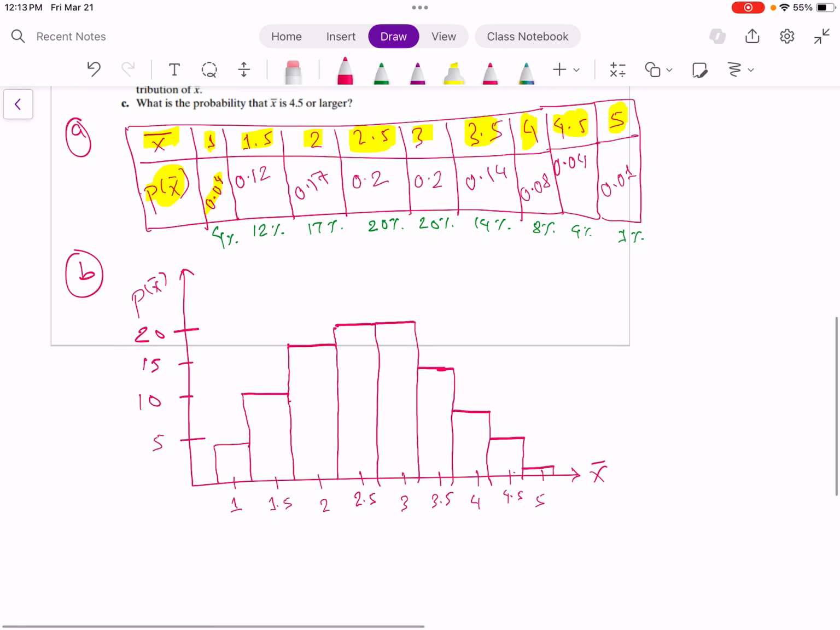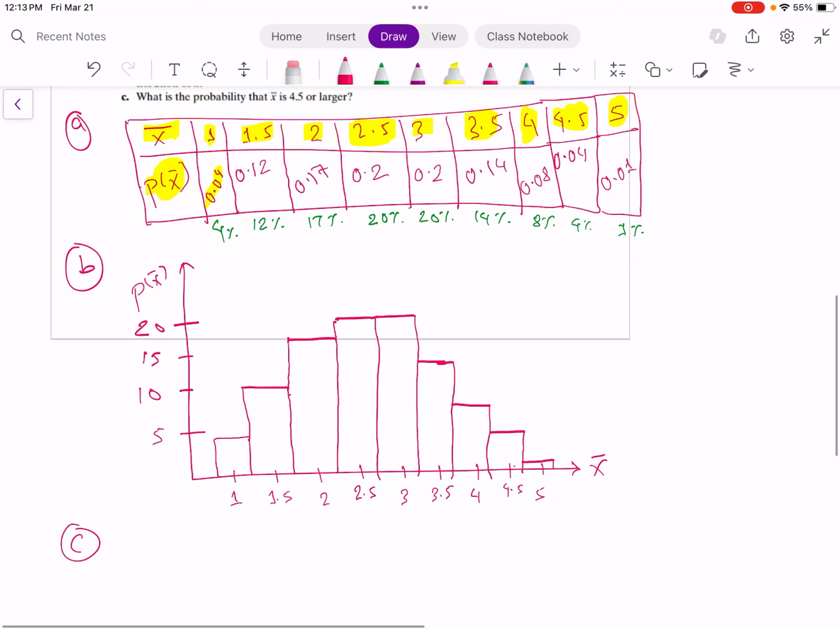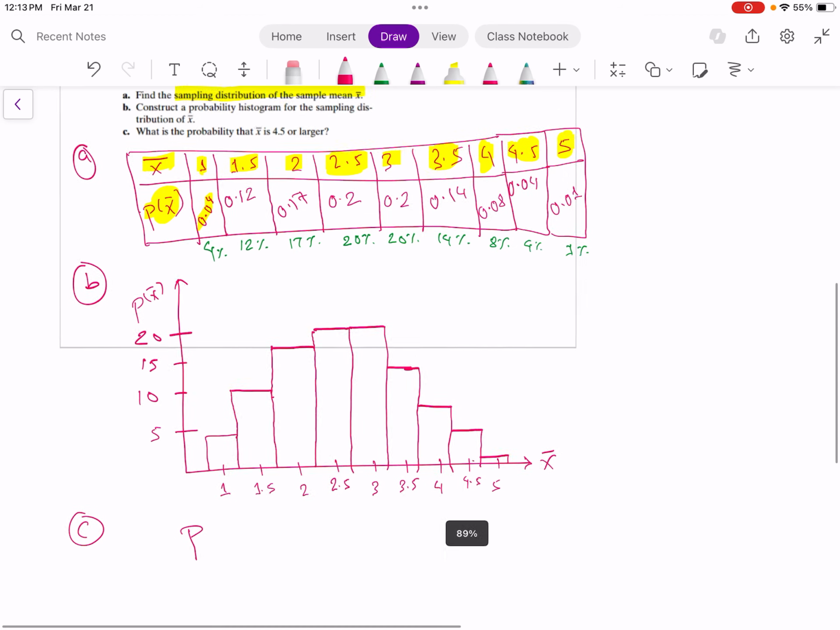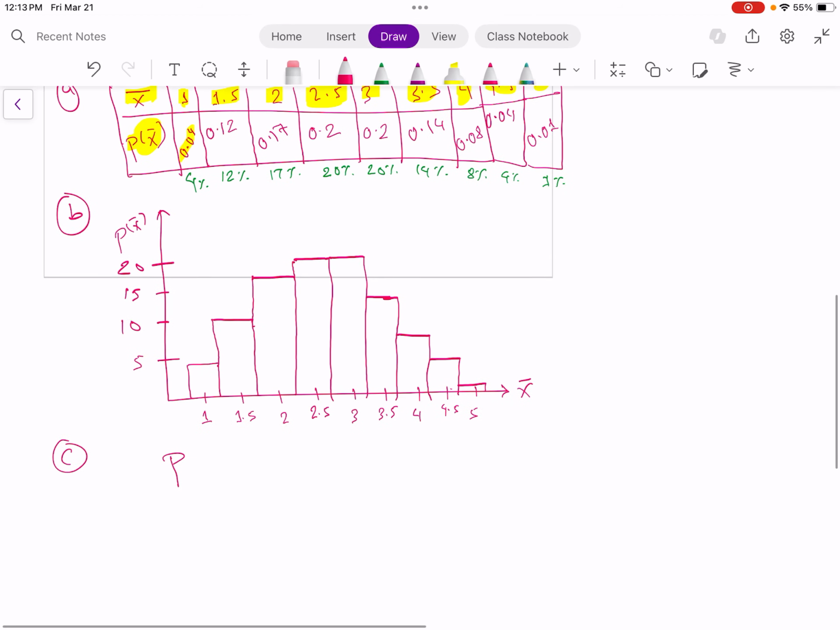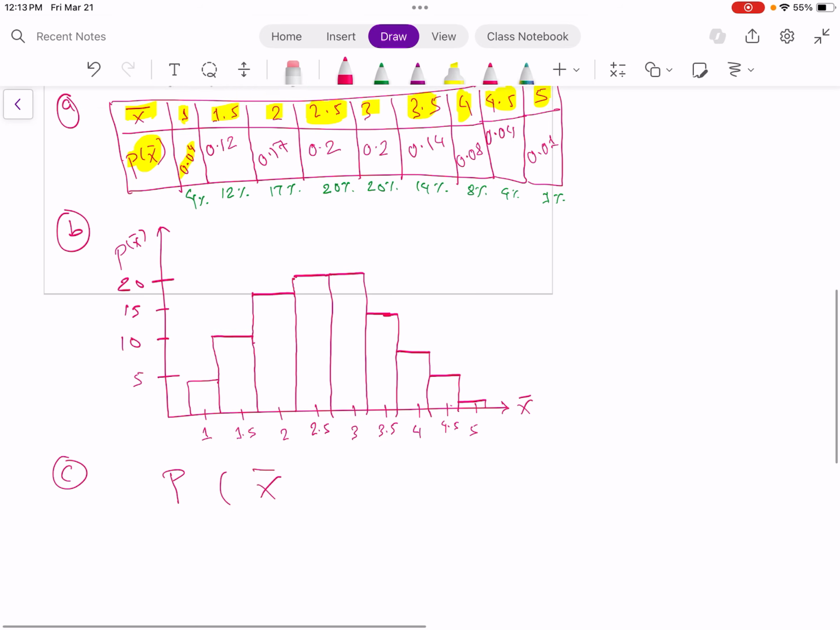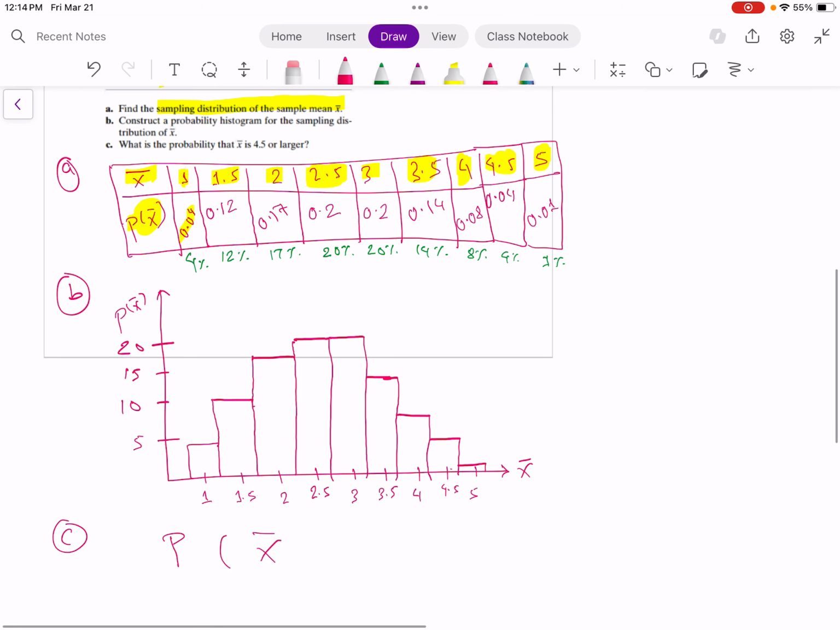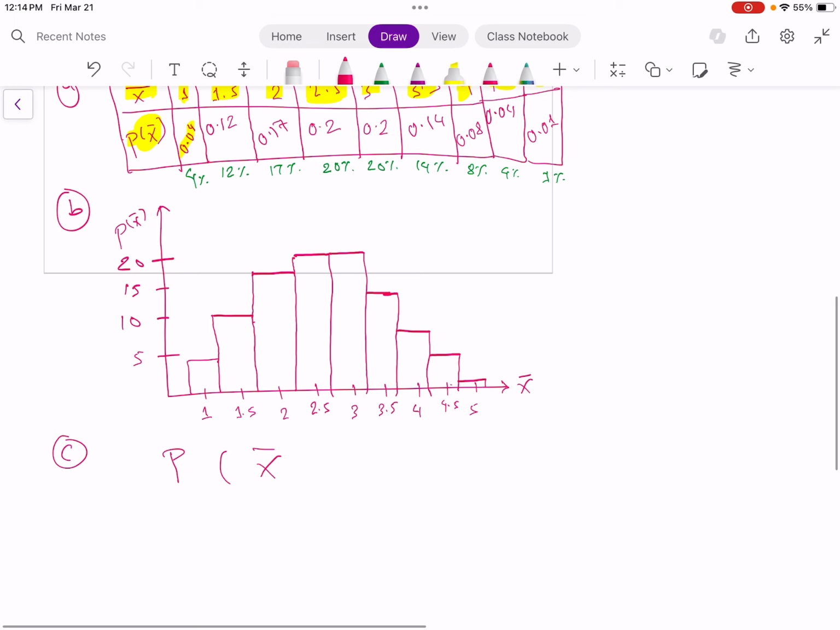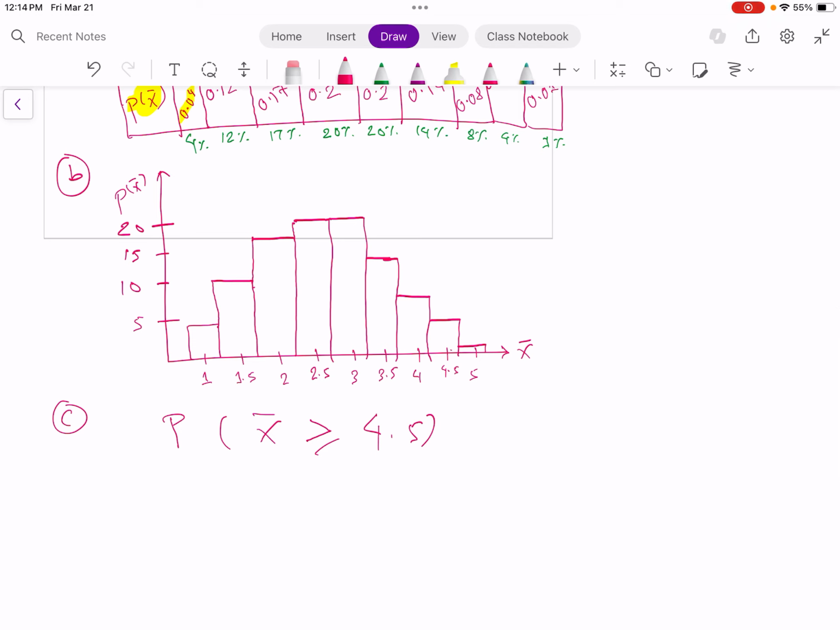Okay, the next one. Now for part C, what is the probability that x bar is 4.5 or larger? So that is greater than or equal to 4.5. So we are asked to find the probability that x bar takes 4.5 or greater than 4.5.